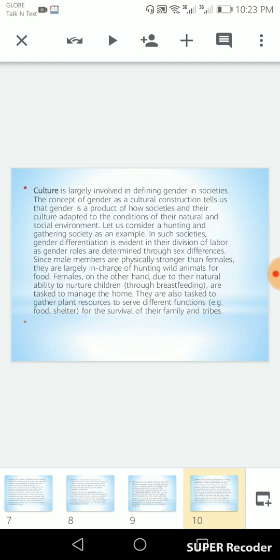food. So katong mga lalaki kay inaasahan natin na sila yung mga malalakas at matitibay. So sila yung mga nanguhuli daw ng mga wild animals for food. So ang mga babae, because they have natural ability to nurture children through breastfeeding, are tasked to manage the home. So katong mga babae, sila yung mga yung sinasabi ko kanina na they are the plain housewives only, which is taking care of their children.